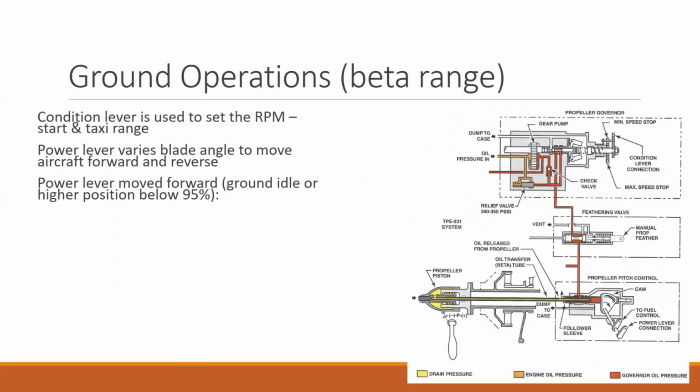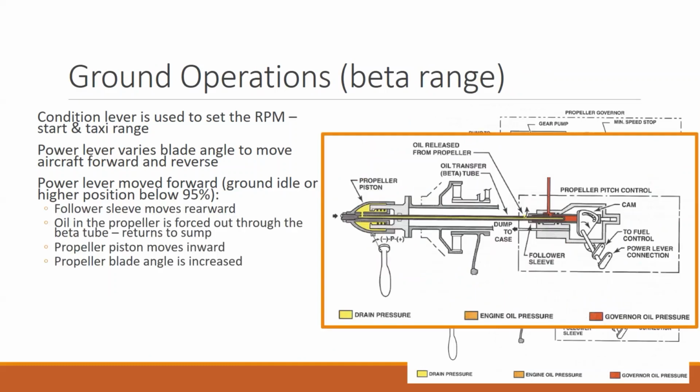But the blade angle has increased, the engine power has increased, and so our forward thrust is going to increase. And we'll start rolling faster, or taxiing faster. But still, again, in that beta range.